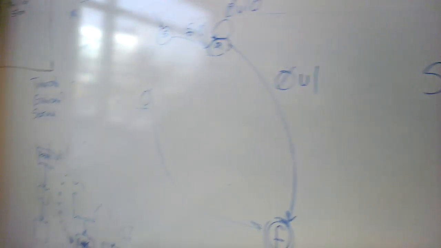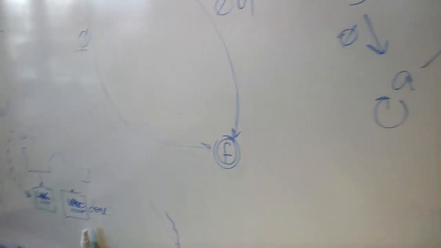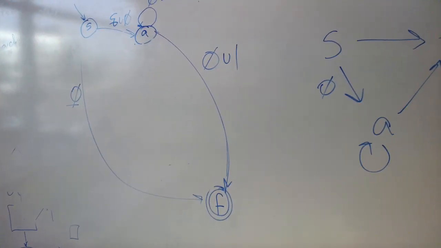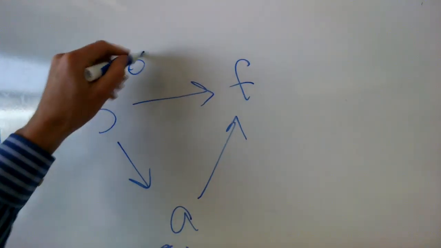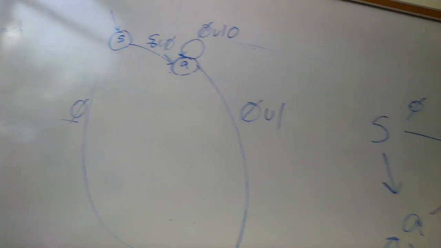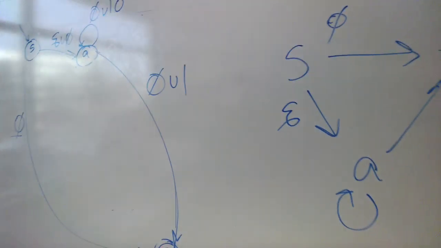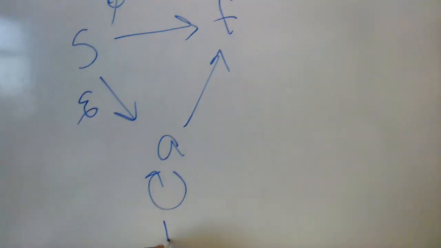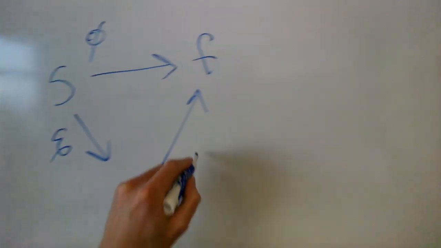So from S to F is labeled with the empty set. From A to itself is, I'm sorry, I got that wrong. From S to F is indeed labeled with the empty set. From S to A is labeled with epsilon or the empty set, which is just epsilon. A to itself is labeled with 1, 0, because the empty set right there just goes away. A to F is labeled with just 1.